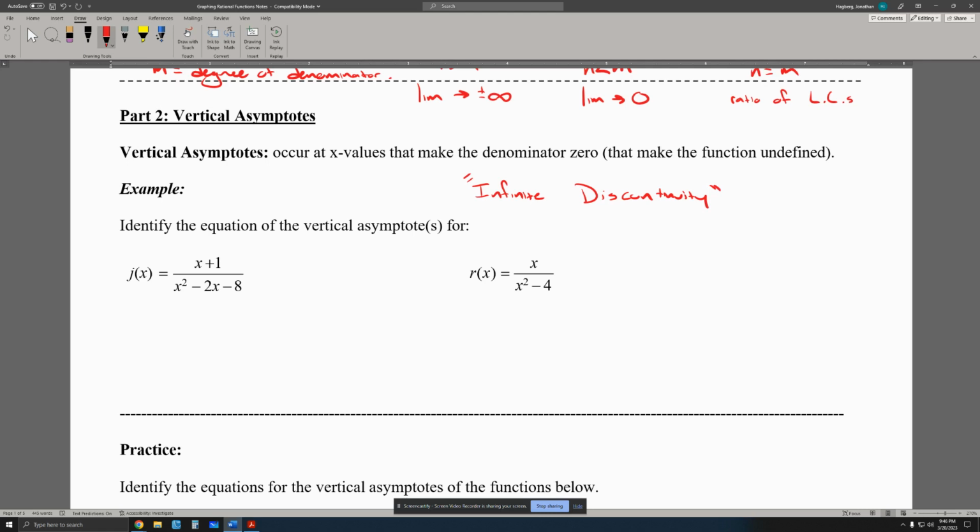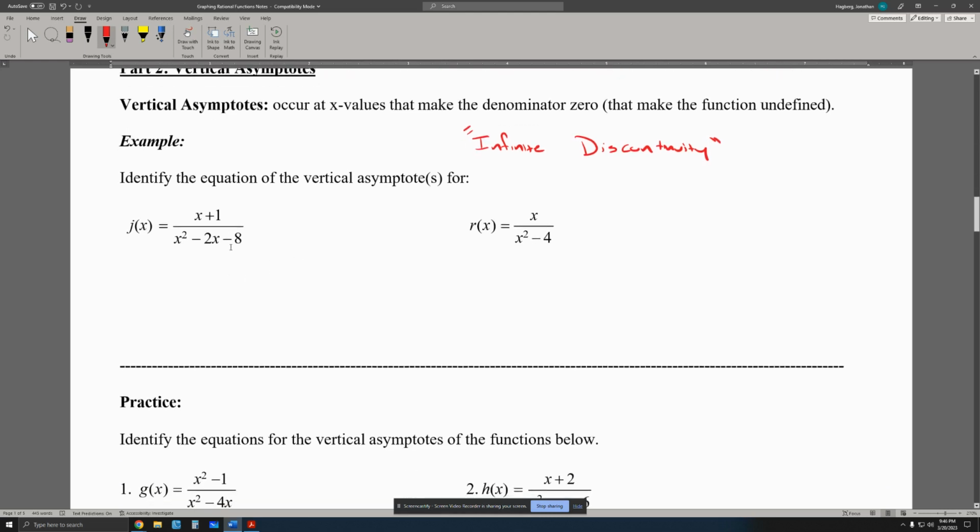Okay, so I'm going to use those terms interchangeably, a vertical asymptote and an infinite discontinuity. Okay, so for j of x, let's go ahead and find the equation for the vertical asymptote. So consider what would cause this rational function to be undefined. It's any time that we divide by 0. So where this denominator is equal to 0 is also where this function is undefined. So if we set the denominator equal to 0, solutions to that equation is where the function is undefined.